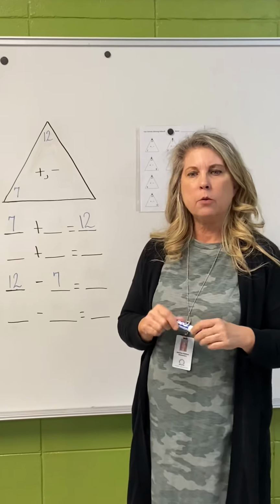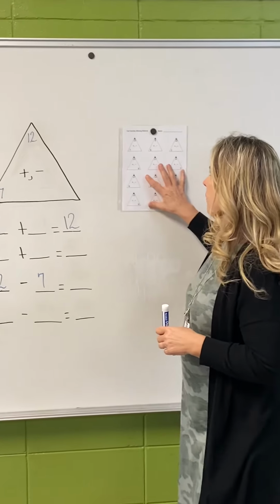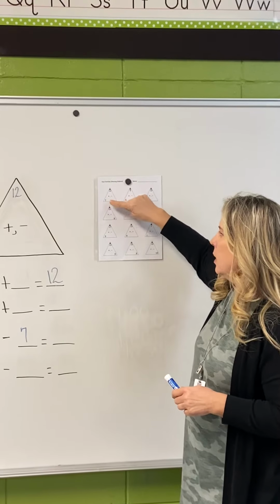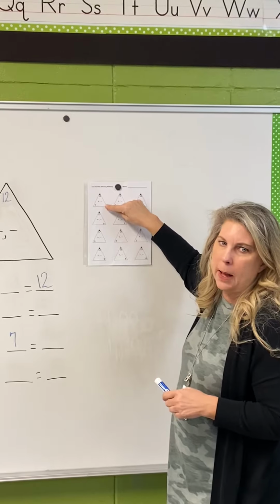Boys and girls, today we're looking at missing addends. So the worksheet you have looks like this. It's got the fact triangles on, and it has the number in the top and one on the bottom, but it's missing a number, okay?